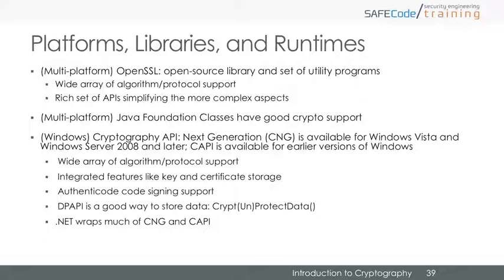The CNG and CAPI libraries also include the Data Protection API, or DPAPI, which is a simplified encryption/decryption mechanism, where a key or certificate is generated and protected by the Windows operating system. One disadvantage of the DPAPI is that it doesn't work in kernel mode, but only in user applications. The Authenticode functions for supporting code signing purposes are also provided by CNG and CAPI. When developing .NET applications, the framework's functions wrap much of CNG and CAPI.